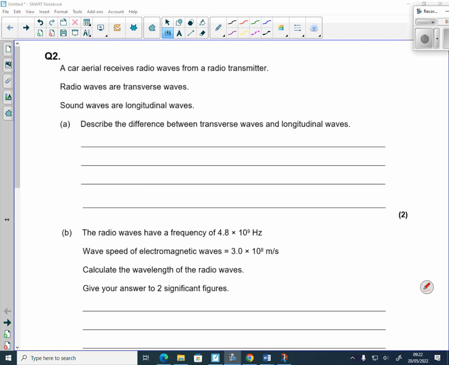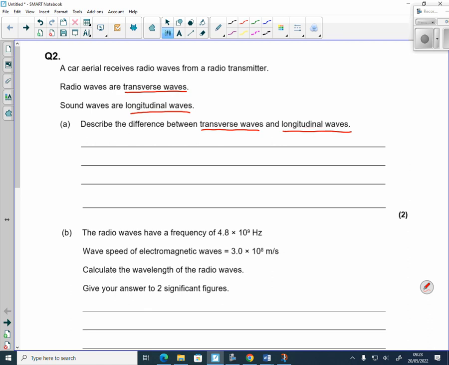Today I'm looking at a problem to do with electromagnetic waves and waves in general, a little bit about the wave equation problem again. The wave equation comes up so often, it's one that you really should be very comfortable applying. So the first question: describe the difference between transverse waves and longitudinal waves. It tells you radio waves are transverse, it tells you sound waves are longitudinal. This is such a common question that you really should be very confident at answering it.